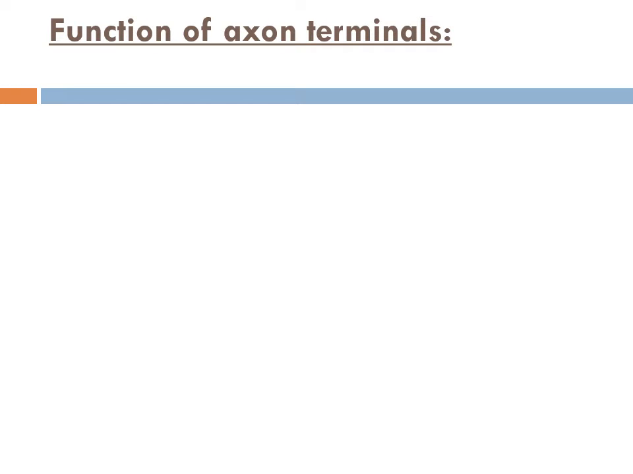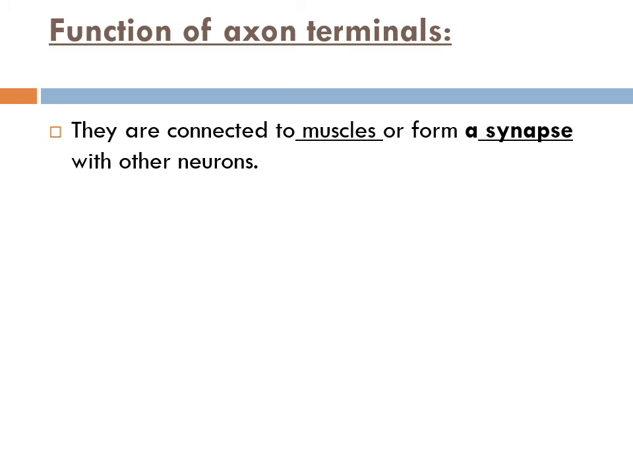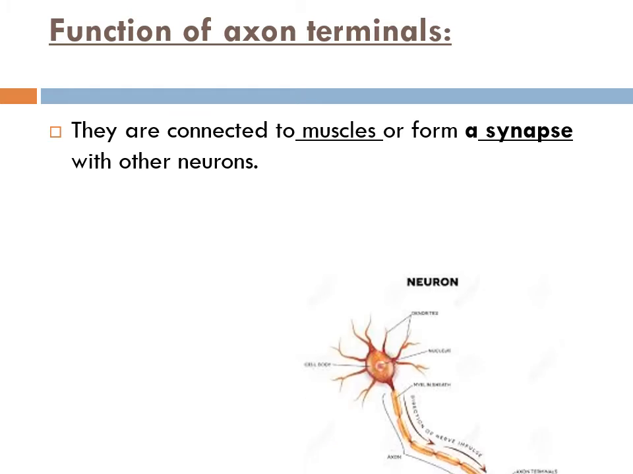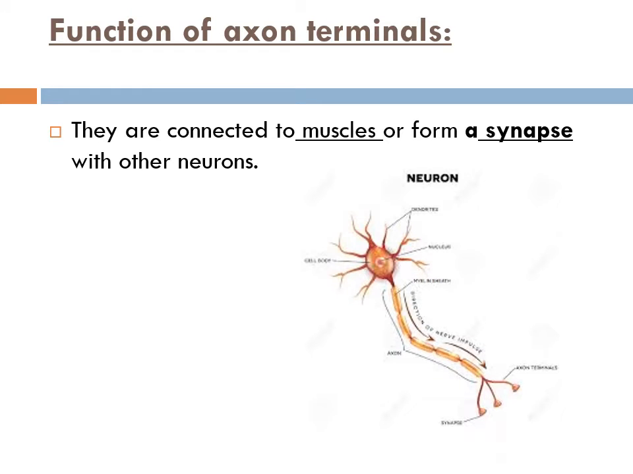Let's know the function of axon terminals. They are connected to muscles or form a synapse with other neurons.